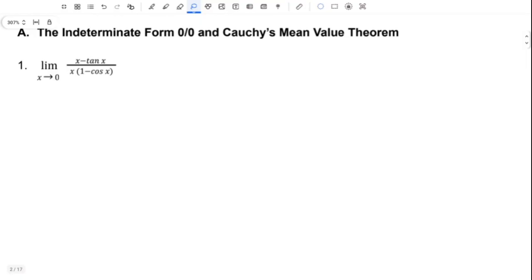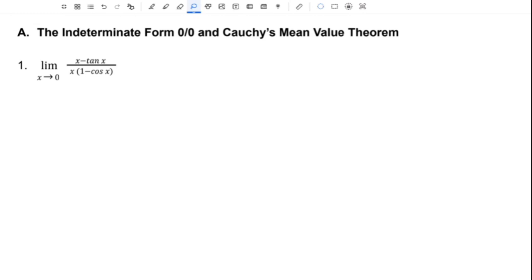Okay. So for our first problem, we have the limit as x approaches 0 of x minus tangent x over x multiplied by 1 minus cosine x. We need to start by identifying that both numerator and denominator tend to 0 as x approaches 0, confirming it's a 0 over 0 indeterminate form.